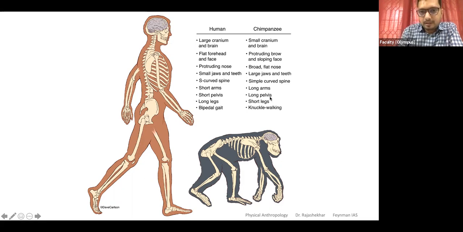But whereas in chimpanzees, what do you notice? Protruding brow and sloping face. So the brow ridges that you notice are protruding, they come out. We don't have that many brow ridges. If you see their skeletal system, you notice that they have big brow ridges like this. We have more or less flatter faces, and they have sloping faces, with a gradual decrease or gradually receding face.